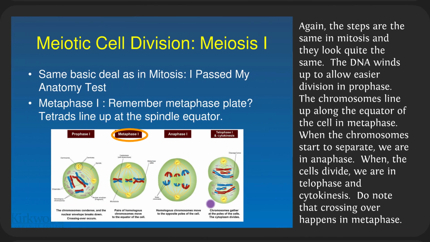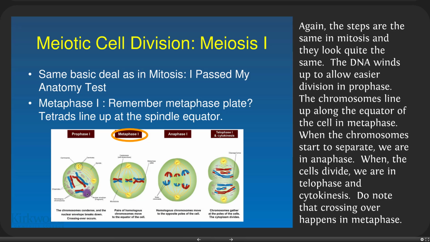Again, the steps are the same as in mitosis, and they look quite the same. So the DNA winds up to allow easier division in prophase. The chromosomes line up along the equator in metaphase, so this is called the metaphase plate. When the chromosomes start to separate, we're in anaphase. I remember that because they kind of look like A's, and anaphase begins with A. When the cells divide, we're in telophase, and cytokinesis is the actual cleavage between the cells. So cyto means cell, kinesis means knife, so it's the knifing of the cell. Do note the crossing over happens in metaphase.